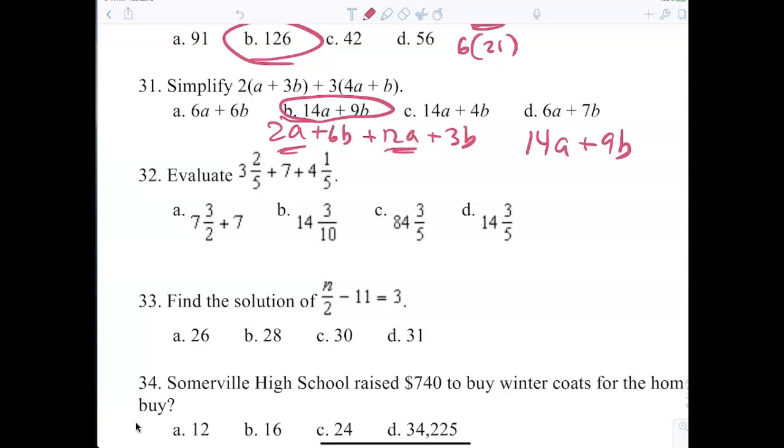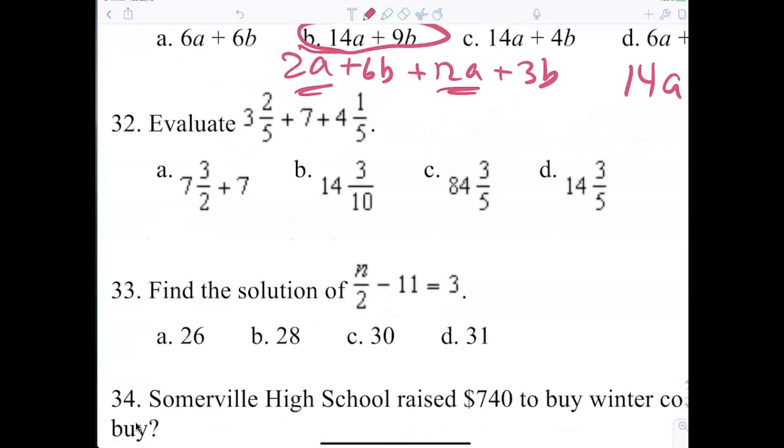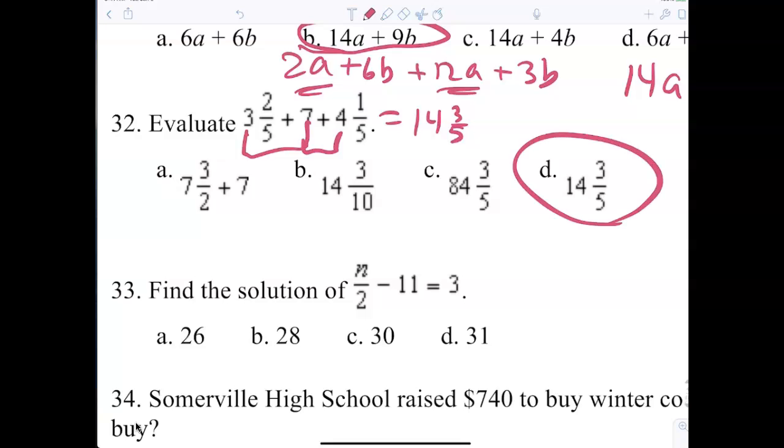Now here's how I expect you to do these fractions, right? So pay attention here. 3 plus 7 is 10. 10 plus 4 is 14. 2/5 and 1/5 is 3/5. So that's 14 3/5. All right, I know you did not do that on the calculator. Do not do that on the calculator. You're in trouble if you're doing that on the calculator now. Should be good mental math.